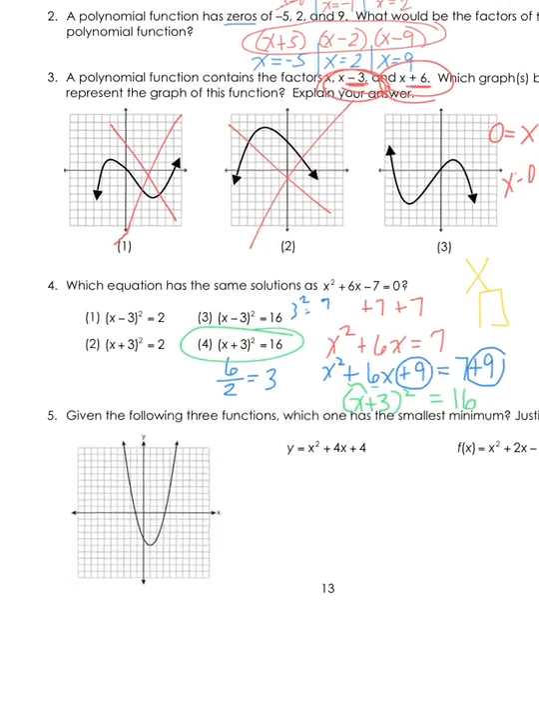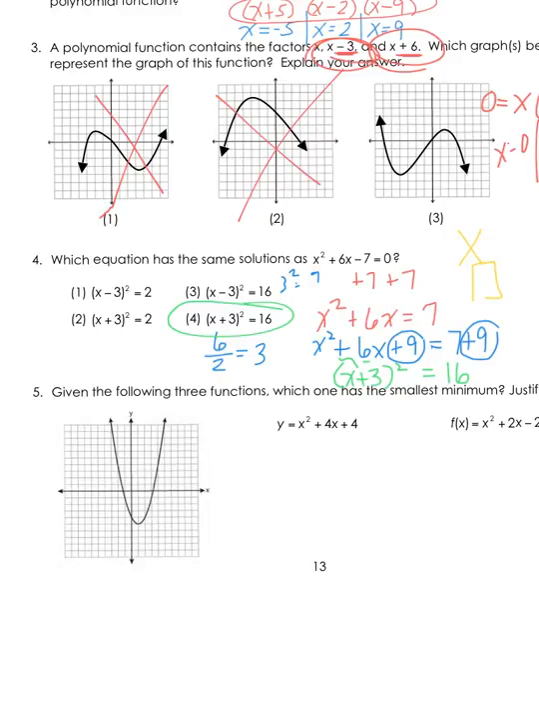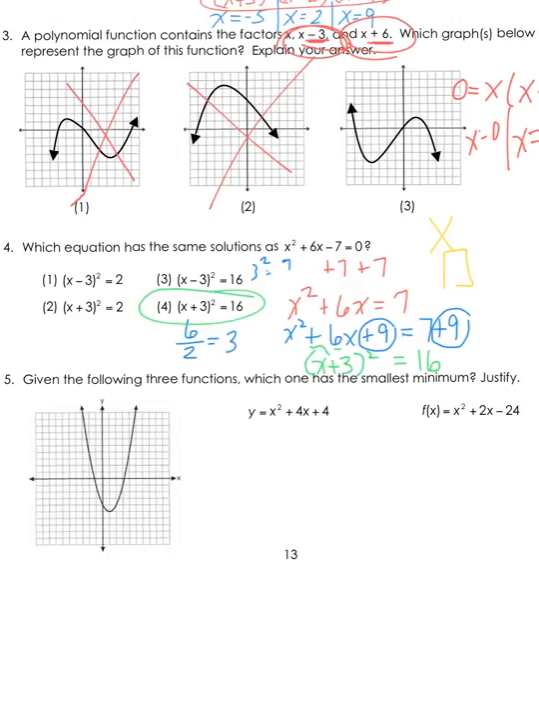Okay. 5. Given the following 3 functions, which one has the smallest minimum? Justify. Okay, so I'm looking at these 3. They're all quadratics. How do I know that? Well, the first one's a picture of a parabola. That means it's a quadratic. The next 2 have x squareds in them, so they're quadratics.